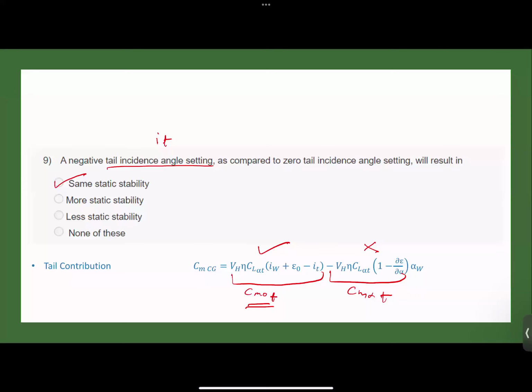Will that be affecting the CM naught value then? With the change in IT, will it affect the CM naught value? Yes, it will affect only the CM naught value, but CM naught doesn't define your stability. It is just where we trim the aircraft. So it only changes the CM naught value. It does not affect the stability.